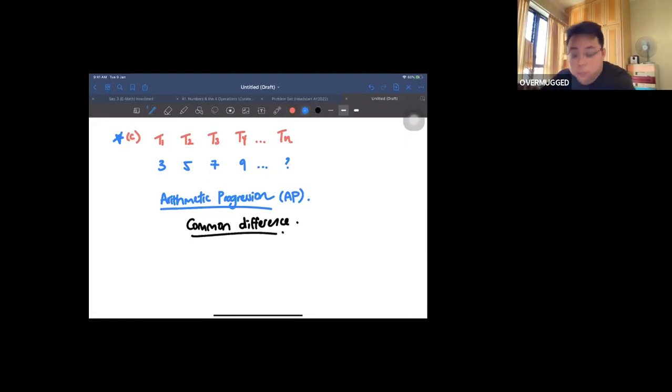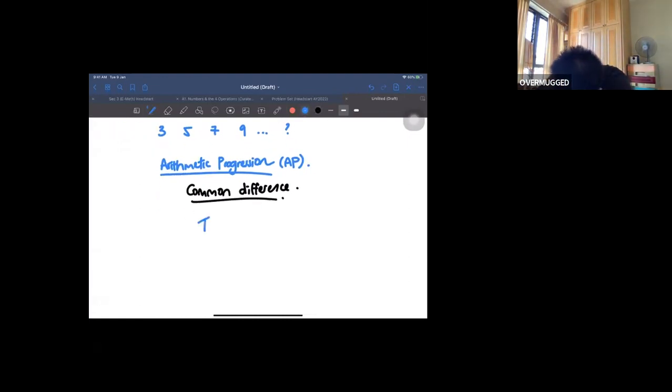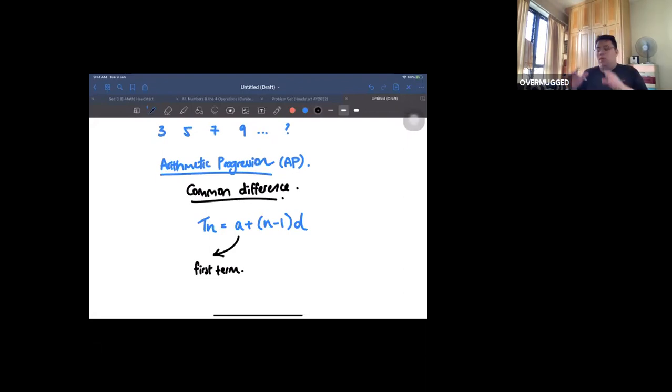Now, there's a specific formula for this, and this is Tn equals A plus n minus 1 times D. Now there are many letters, so let me explain what these letters are. A is your first term. So A is the very first number that appears in the sequence. For this case here, it is 3. For D, this is what we call the common difference.